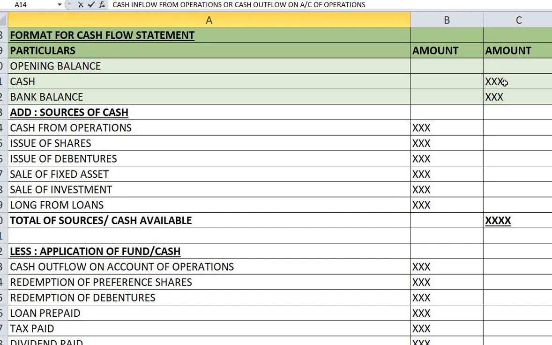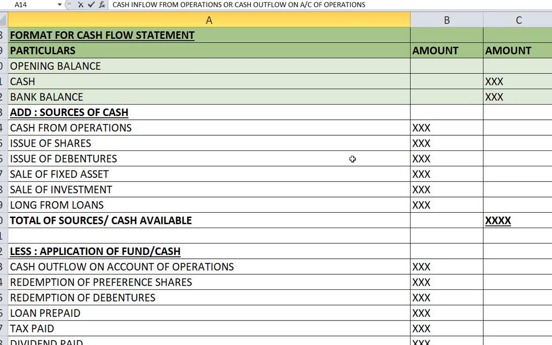To that amount you have to add so many sources of cash and less so many applications of cash in order to find the closing cash and bank balance, so that you can match it with the sources and application. So the opening and closing cash and bank balance will be matched with the sources and application of cash. That is how we are going to prepare a cash flow statement. Don't get confused. First, identify the opening cash and bank balance and post it in the amount column.